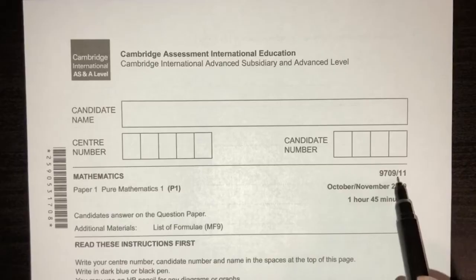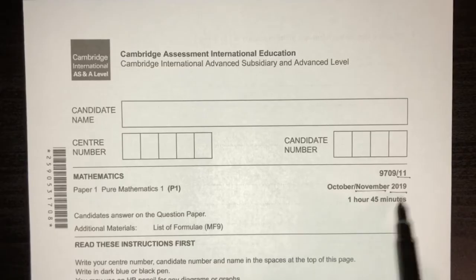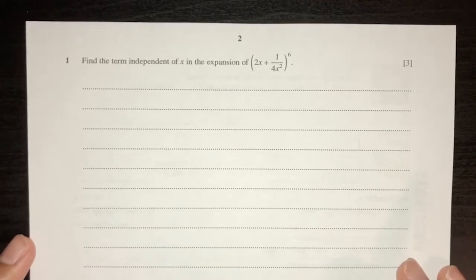This one is paper 1-1 of November 2019 of A-Level Math. Now let's move on to question number 1.